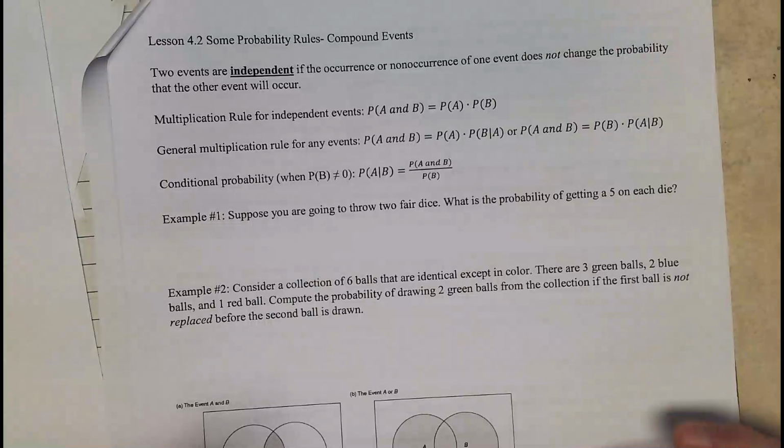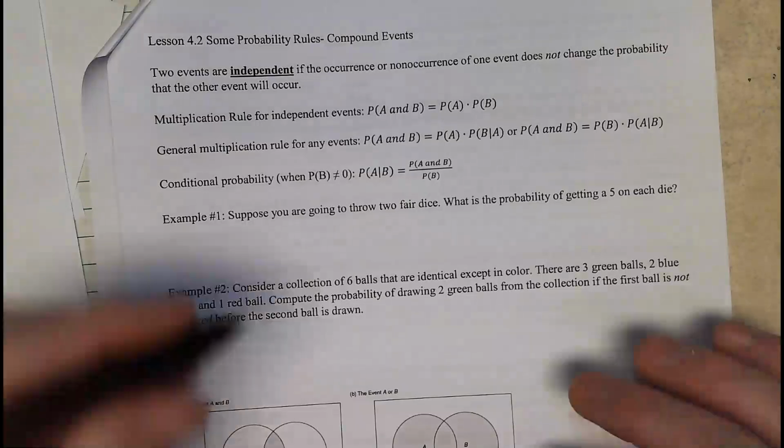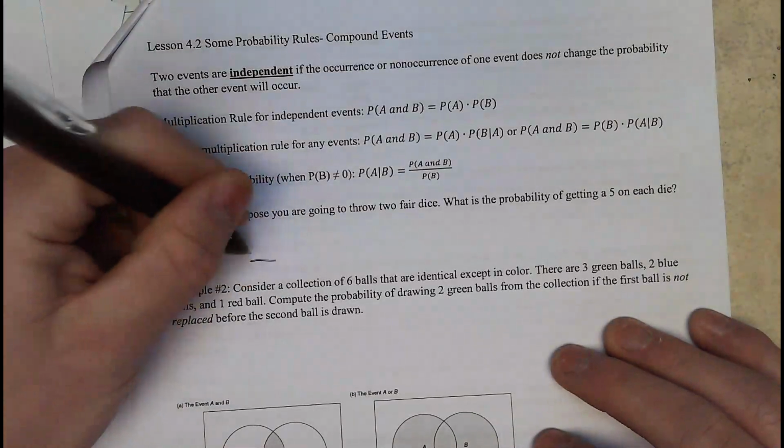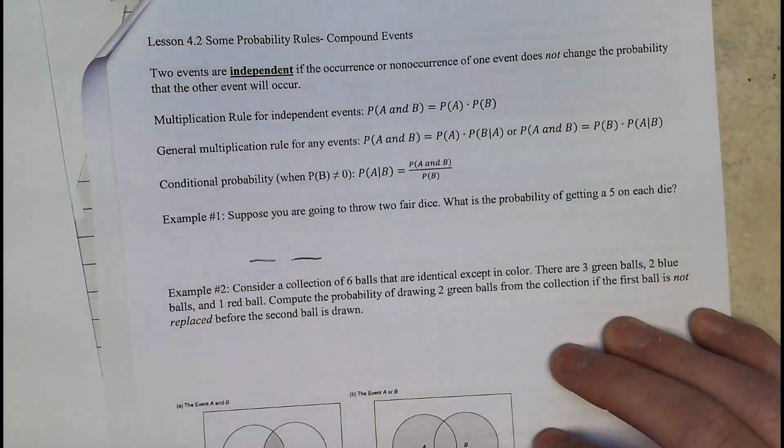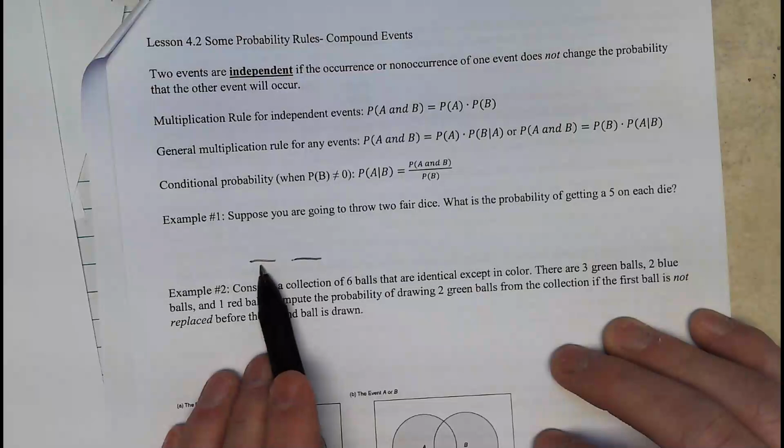So suppose you're going to throw 2 fair dice. What's the probability of getting a 5 on each die? So 2 fair dice. These are called 2 independent events because the roll of one die does not impact the roll of another die. So what I do is I'll make 2 blanks. And I'll ask myself, on this first outcome, I'm wanting to know the probability of getting a 5. What's the probability of getting a 5 on this?